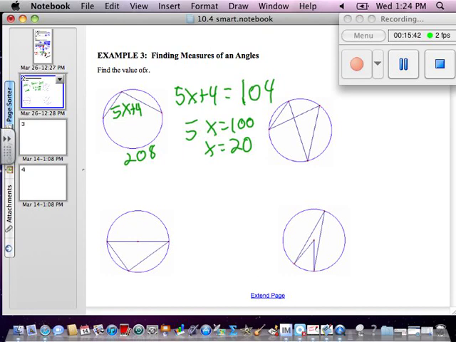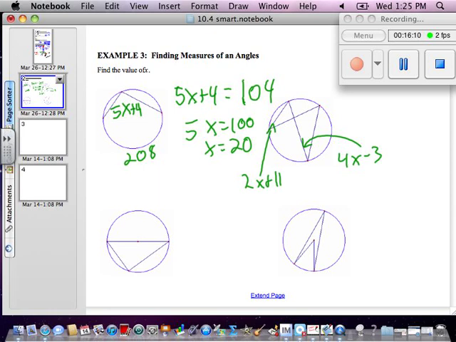All right, what about B? This one scares me. All right, I know it looks all crazy. I know that this angle right here is 2x plus 11. I know that this angle right here is 4x minus 3.